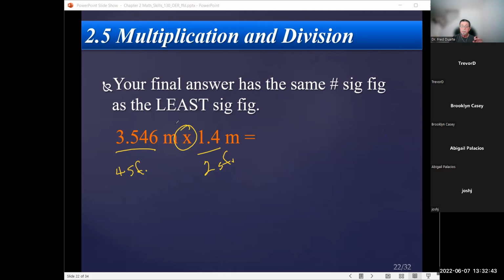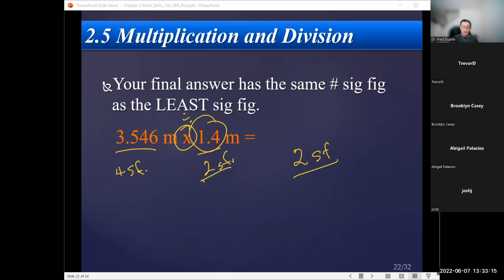Notice that we are multiplying, okay? Therefore, the same rule would pertain if we were dividing. In this case, we are multiplying, but it could be true for division. We look at the least number of sig figs. That means that our answer should have no more than 2 sig figs, okay? Because this number here, 1.4, is the least accurate number. And therefore, our answer should be truncated at the 2 sig fig position.